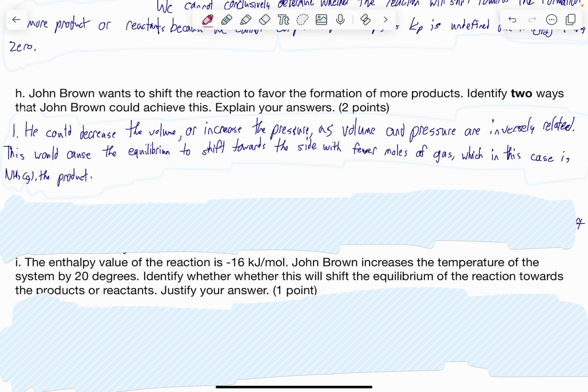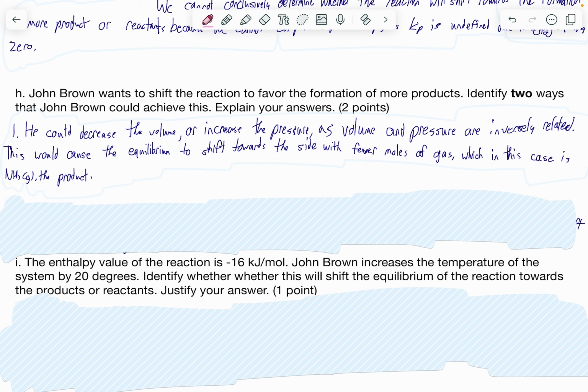So first, you could decrease the volume or increase the pressure, because pressure and volume are inversely related. Those would both be doing the same thing. When you decrease the volume and increase the pressure, the equilibrium will shift towards the side that has fewer moles of gas. In this case, the product side has 2 moles of gas. The reactant side has 4 moles of gas. So we're going to shift towards the products, the side with fewer moles of gas.